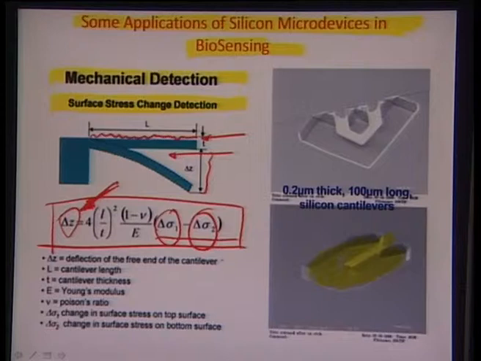So delta z again is the deflection of the free end of the cantilever, L is the overall length of the cantilever, T is the thickness, E is the Young's modulus, and U is the Poisson's ratio, and delta sigma 1 and 2 are change in surface stresses on the top and bottom surface. So this essentially is a mechanism of detecting if really there is a change.